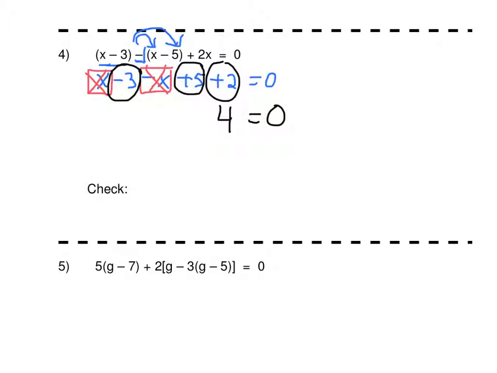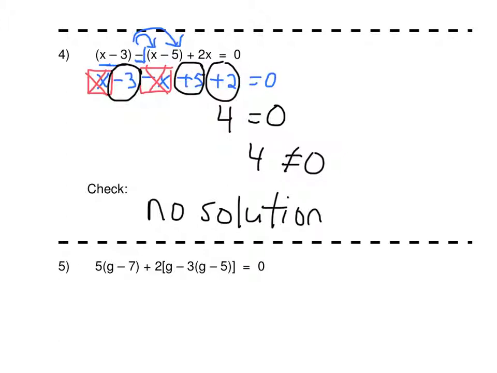Now, does 4 equal 0? No, it does not. 4 does not equal 0. You can write it like that. So what this means is there is no solution. So there's no solution to this. So when you come up with an answer and you get what we call a false statement at the end, then there is no number that I can put into this equation to make it true. That's called no solution.